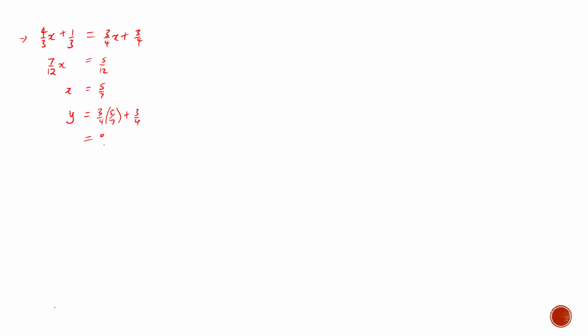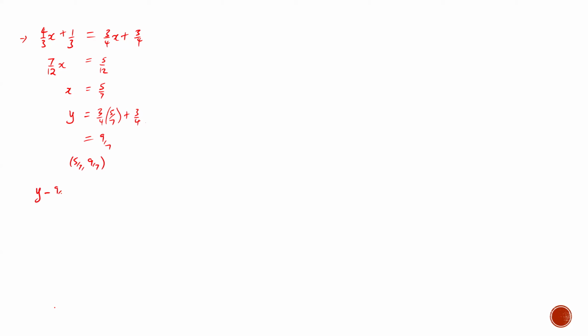And that should give us 9 over 7. So 9 over 7 is actually the point of intersection of the two lines, which is a point that the angle bisector lies on: 5 over 7, 9 over 7. So we know that the gradient is 1.